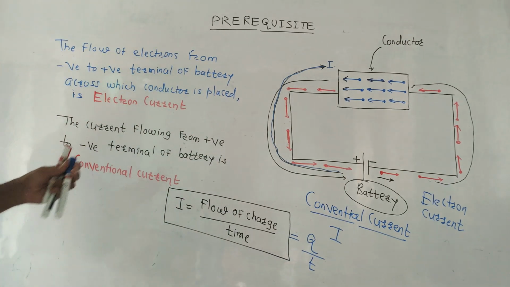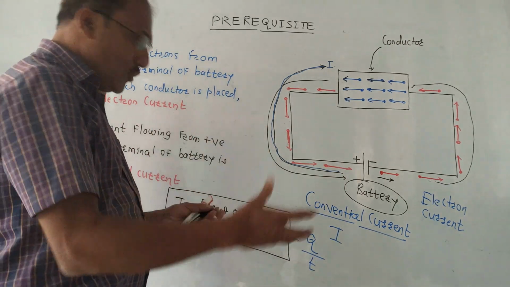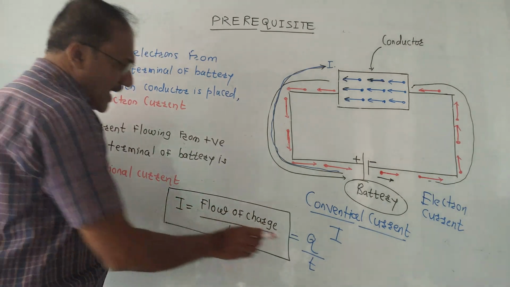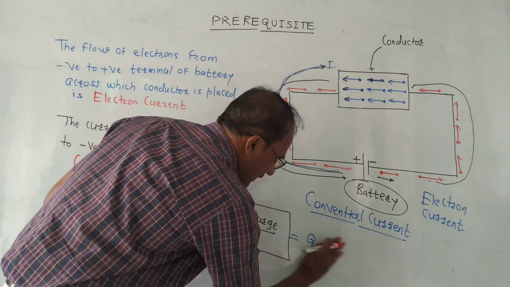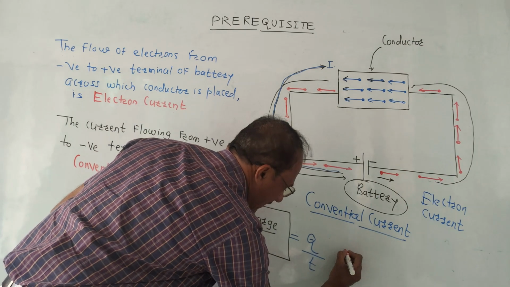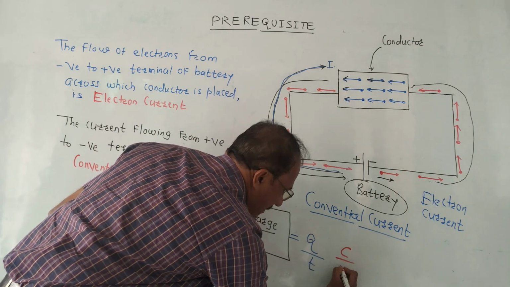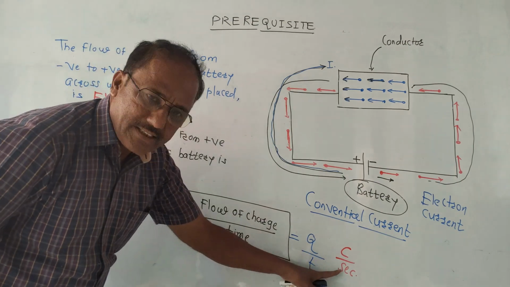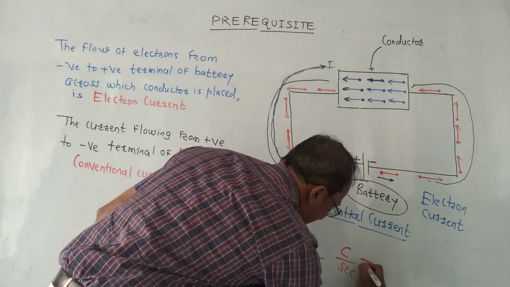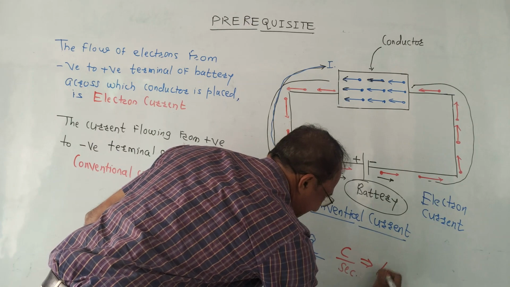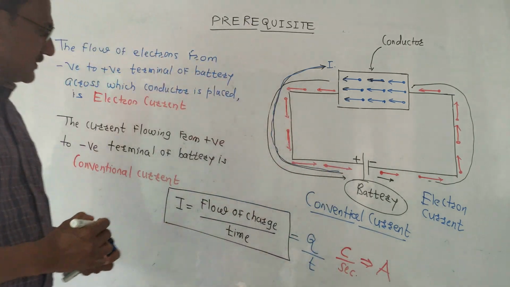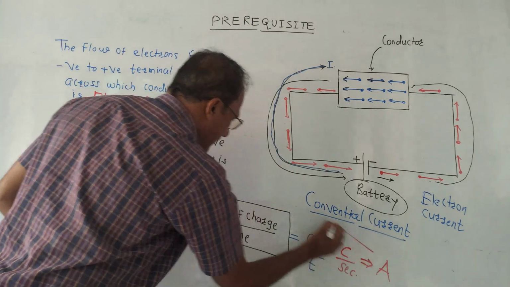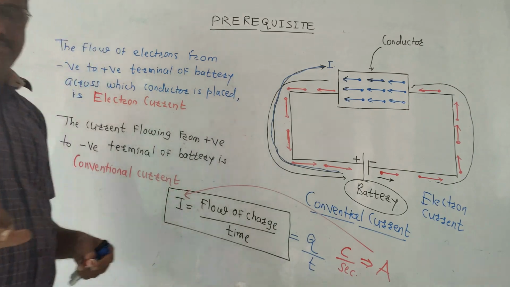Again, you don't have to mug up all the units. Charge is basically measured in coulombs. So the unit is coulomb per second, because it is related to time and time is measured in seconds. Normally this coulomb per second is called amperes. So the unit of current is amperes.